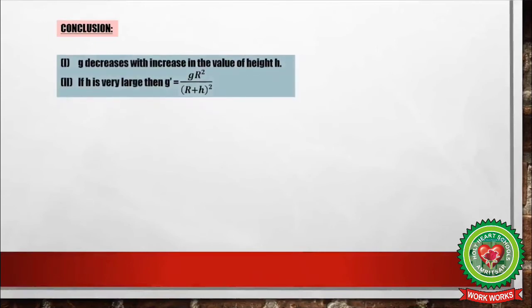Now what we are going to conclude after this discussion: first, g decreases with increase in the value of height. As we increase the height, the value of acceleration due to gravity decreases. Secondly, if h is very large, you have to take the relation g' = gR²/(R + h)². From where do we get this equation?